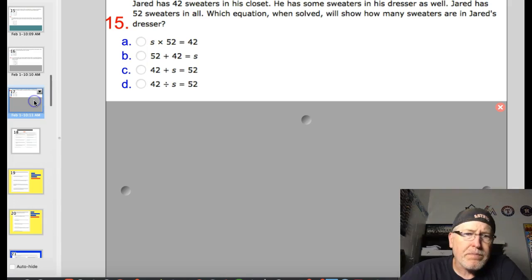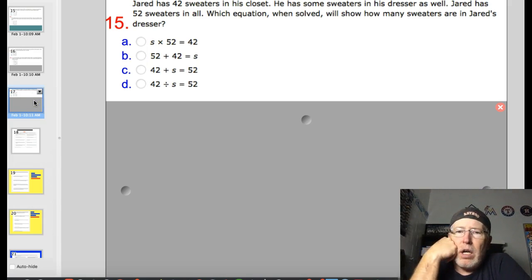Here they are. Jared has 42 sweaters in his closet. Sounds like my wife. He has some sweaters in his dresser as well. Jared has 52 sweaters in all. Which equation, when solved, will show how many sweaters are in Jared's dresser? Go ahead and give it a shot.